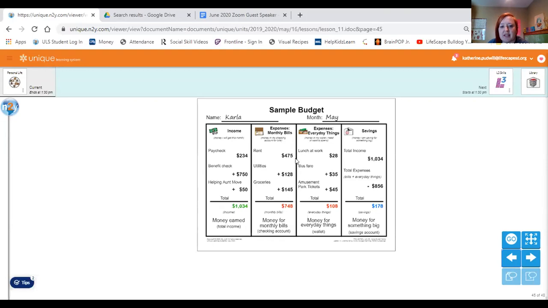Then there's expenses for everyday things, lunch at work, bus tickets, amusement park rides. This is money from Carla's wallet. This is more things she wants. So if Carla wants to save money, she might try to cut down on what she's spending on there. And then savings. She wrote down how much money she gets every month, how much income she has. That's from over here. And then she subtracts all of her expenses, all of her bills and her everyday costs. And this is how much money she has left over, $178 to save for something big.